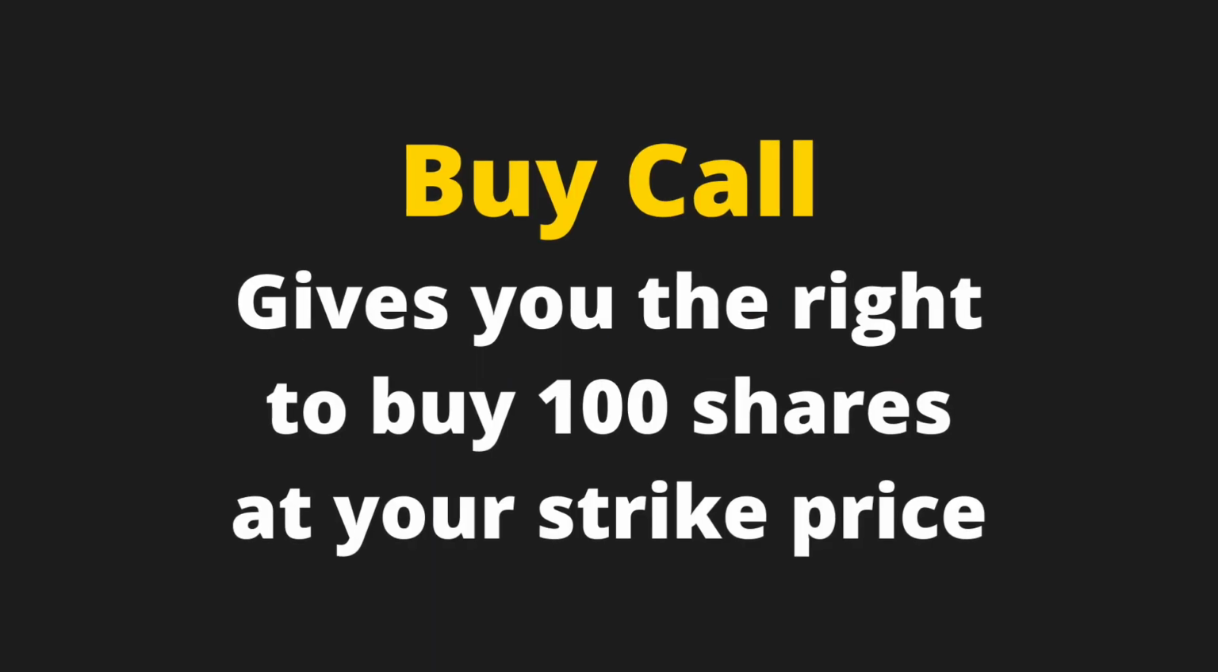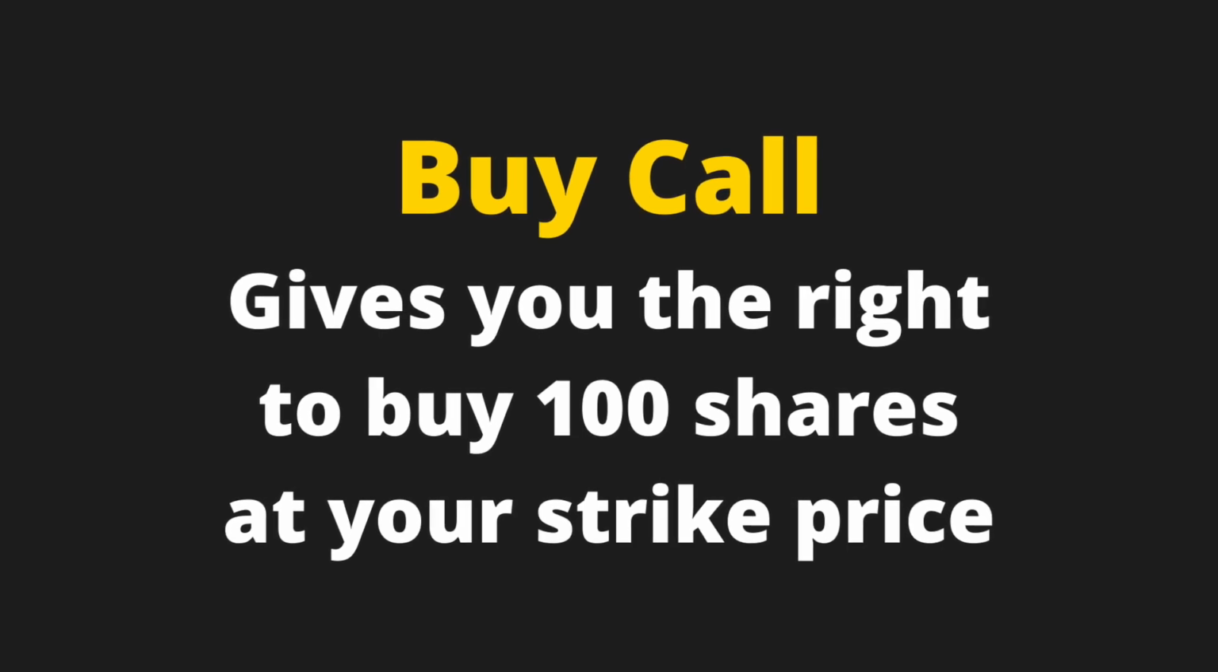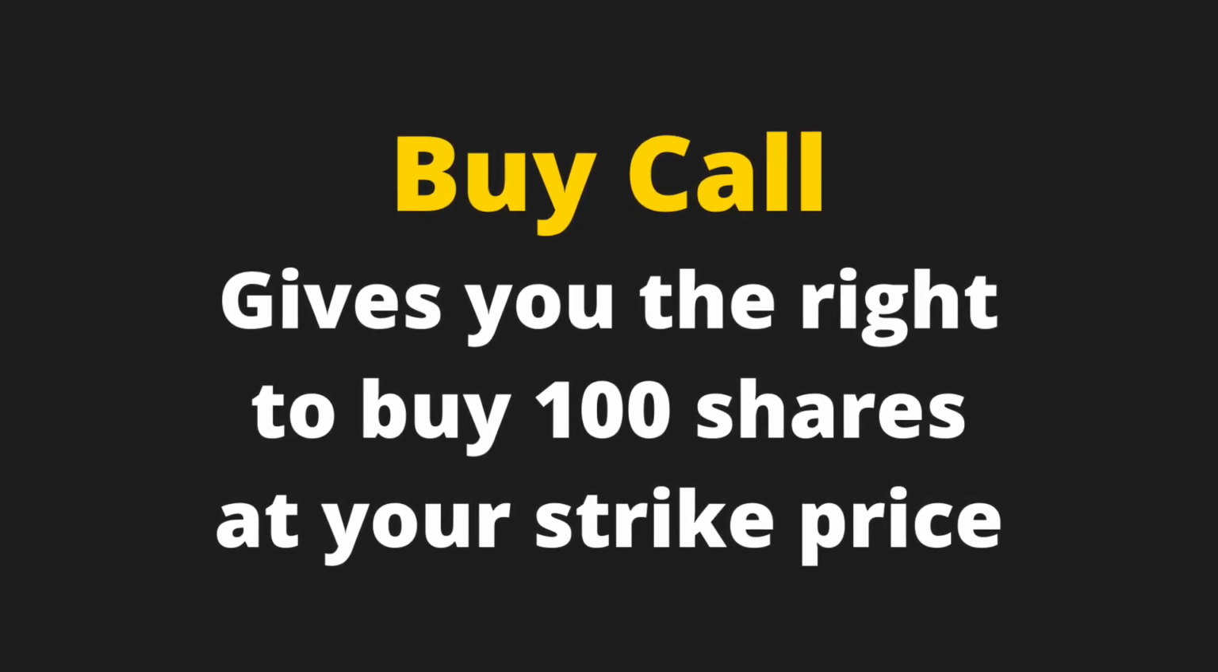Now, whenever you buy a call option, you're agreeing to buy 100 shares of your stock at your strike price. And if the stock is below that strike price on your expiration date, you wouldn't want to buy the stock at the higher strike price. You would want to buy it at the lower market value. So this call option is going to be out of the money, and whenever it expires, it's going to be completely worthless.